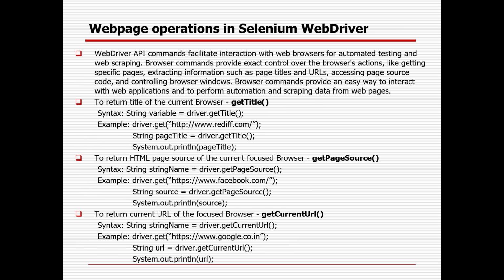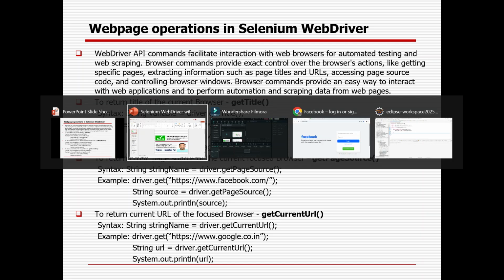So what is getTitle all about? In case you already loaded a page, and after that you want to retrieve the title of the current browser, you can call the method called getTitle, which will return the title of the current browser in string format. You can store it in some string and deal with that. You can validate it against some existing stored value, or you can print it out in the console if required. So let's see the implementation.